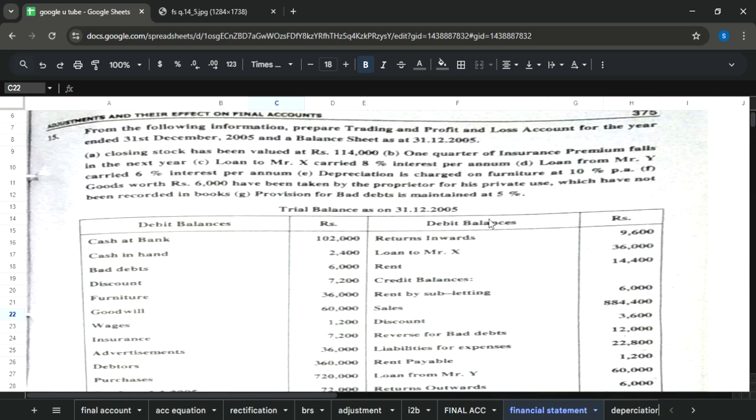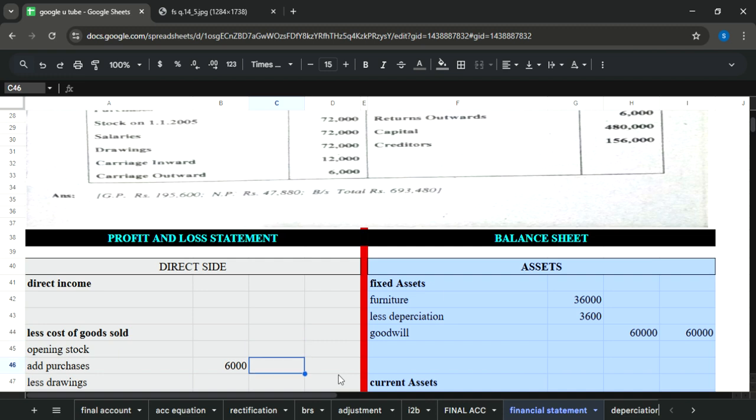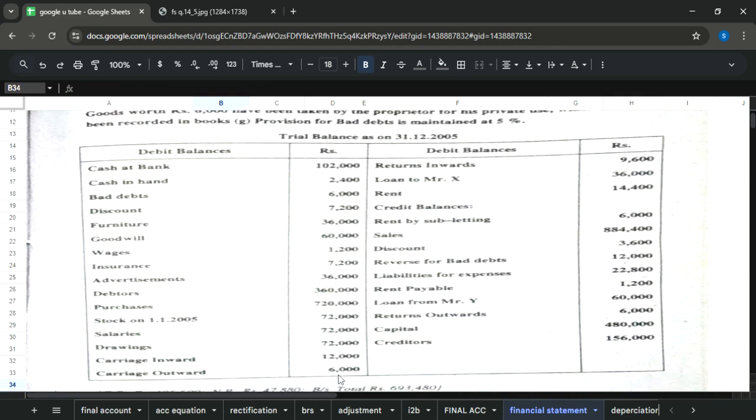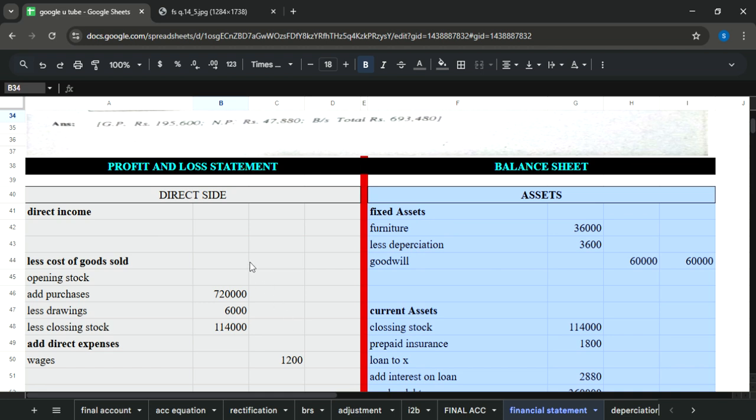Okay guys, after debtors we have got purchases 7,20,000. Just write down 7,20,000 amount of purchases. Okay, so after purchases we have stock. Look at this, date is given 1st January, so it is opening stock 72,000. Just mentioned 72,000 in front of opening stock.